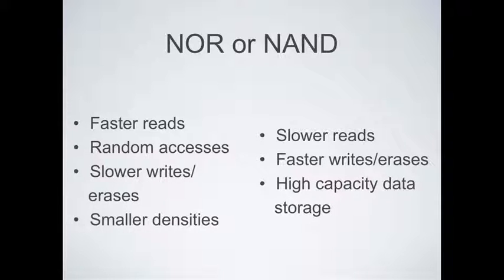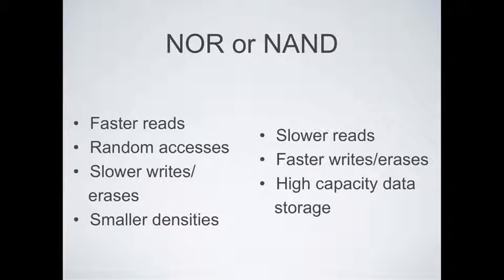NOR is usually memory mapped, and you have slower writes and erases when you're working with NOR. It usually comes in smaller densities. Whereas with NAND, you get slower reads, but faster writes and erases, and higher density, or higher capacity, of data storage. So back to NOR being memory mapped, and NAND is usually IO mapped.